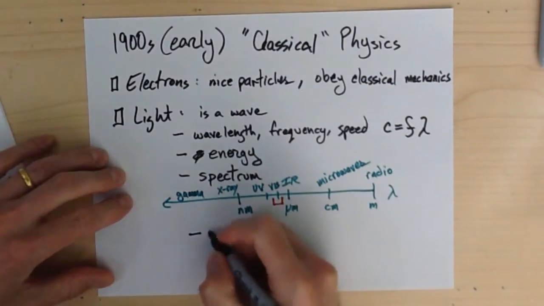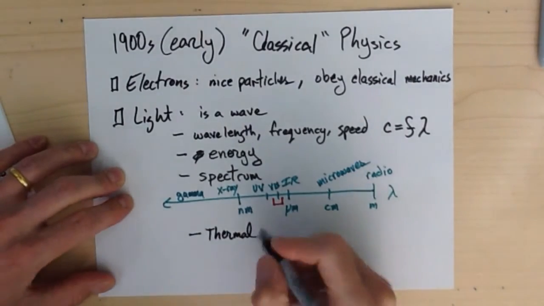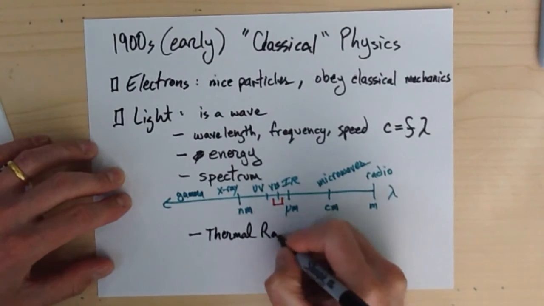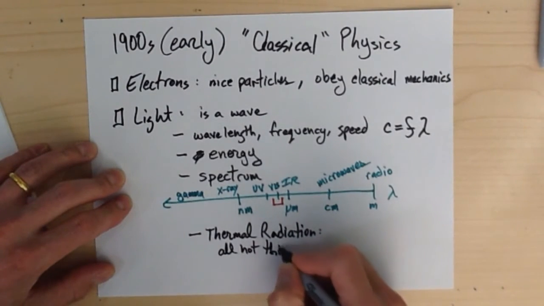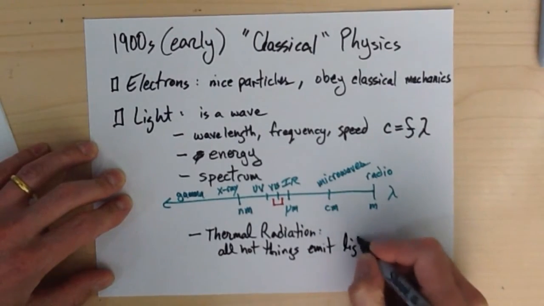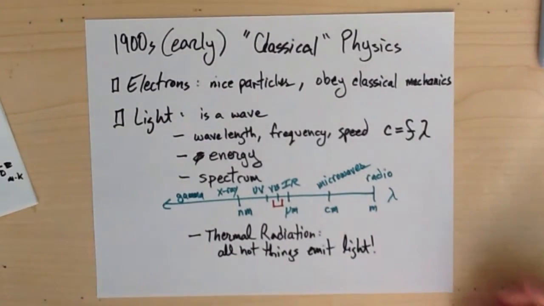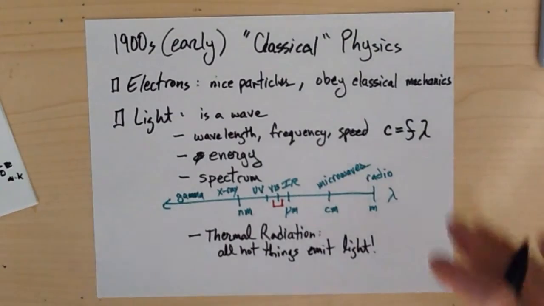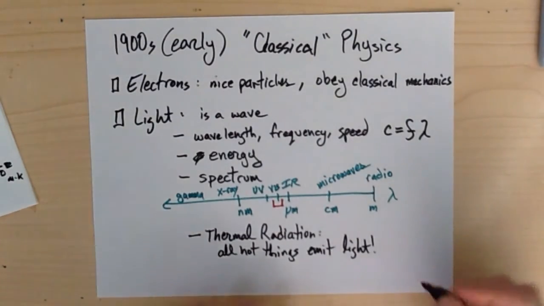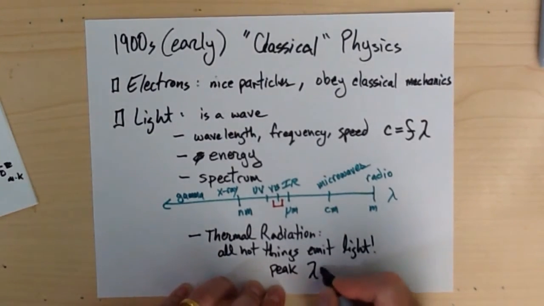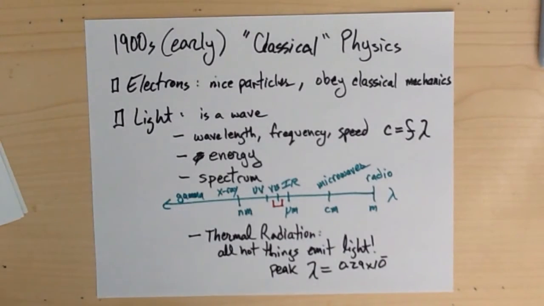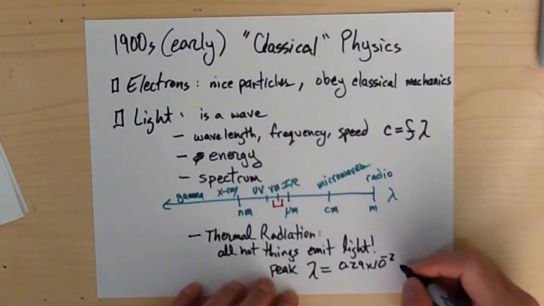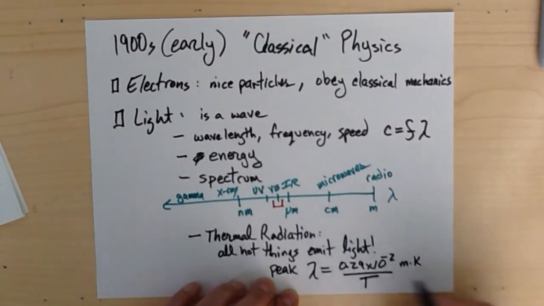The last thing I'd like to say at this point is that light was also seen to carry energy in such a way that thermal radiation occurs. And by this I mean that all hot things emit light. And you perhaps have seen this before or felt it before on a hot stove, or when certain things burn, you can sometimes feel the heat from it, not so much from convection or conduction, but from radiation. And the peak wavelength of that radiation follows a very simple expression, and at the time it was understood to follow a constant, approximately 0.29 times 10 to the minus 2 meters times Kelvin, divided by the temperature in units of Kelvin.